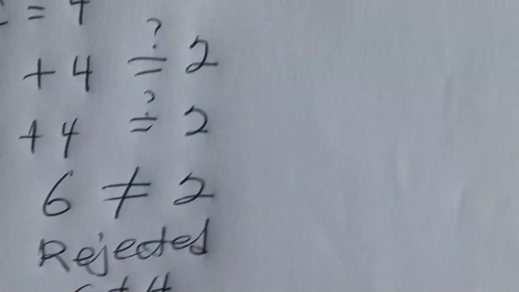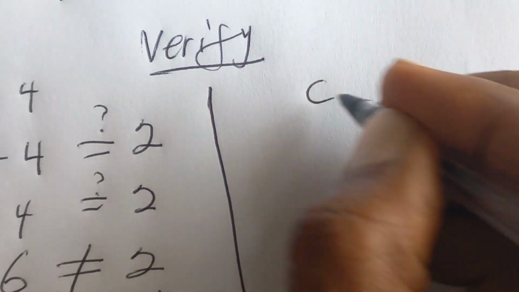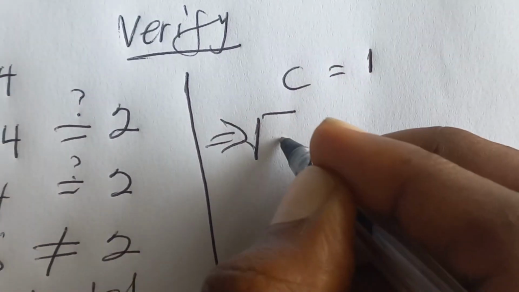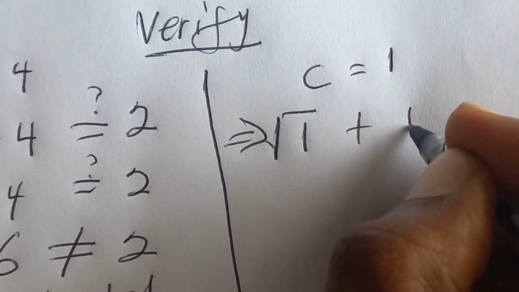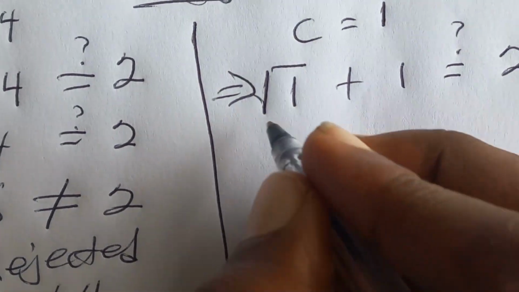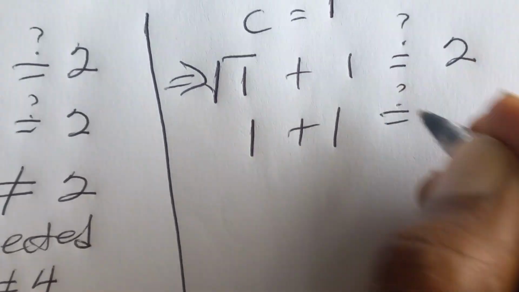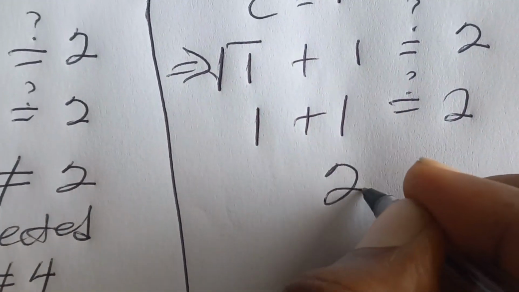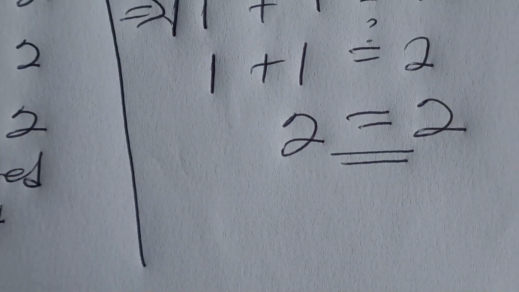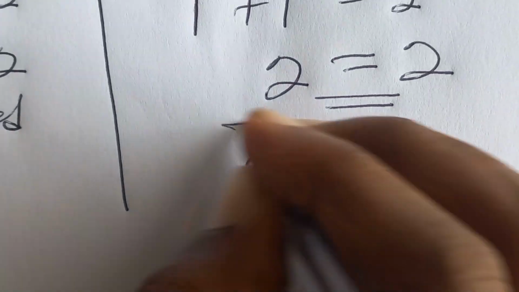And then let's see when this C is equal to 1. You have square root of 1 plus 1, is it equal to 2? Square root of 1 is 1. So 1 plus 1 is equal to 2. 1 plus 1 is 2, and 2 is equal to 2. So it's correct. So it means that our C is equal to 1 in this case.